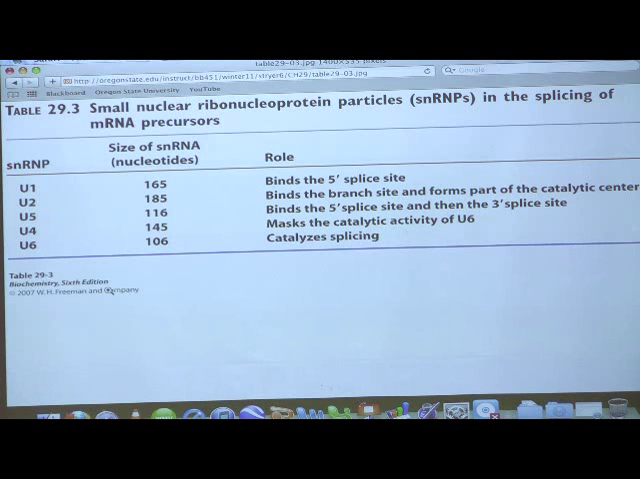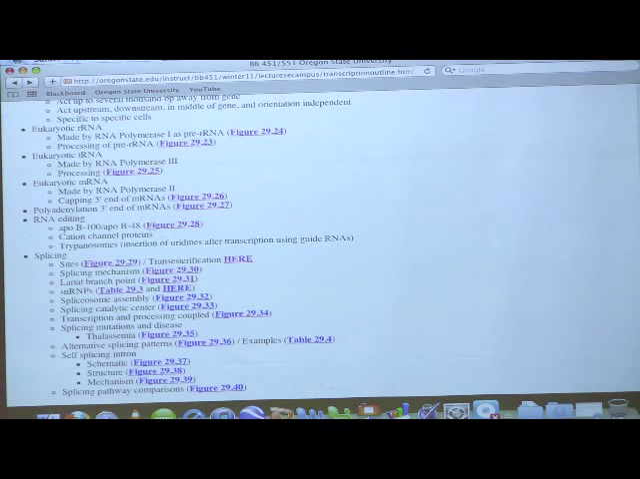So what they're making is a protein-RNA complex, not unlike a ribosome complex, except these guys are doing splicing, not translating messenger RNAs. So we have snRNPs, we have snRNAs. You can see the size of these. They're not very large. 185 nucleotides is the biggest one on there. So they're not real large RNAs that we see here.